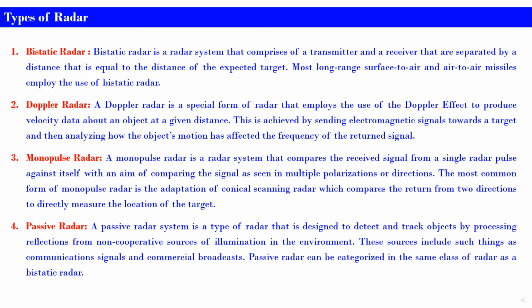Fourth, passive radar. A passive radar system is a type of radar system that is designed to detect and track objects by processing reflections from non-cooperative sources of illumination in the environment. These sources include things such as communication signals and commercial broadcasts. Passive radar can be categorized in the same class of radar as the bistatic type radar system.